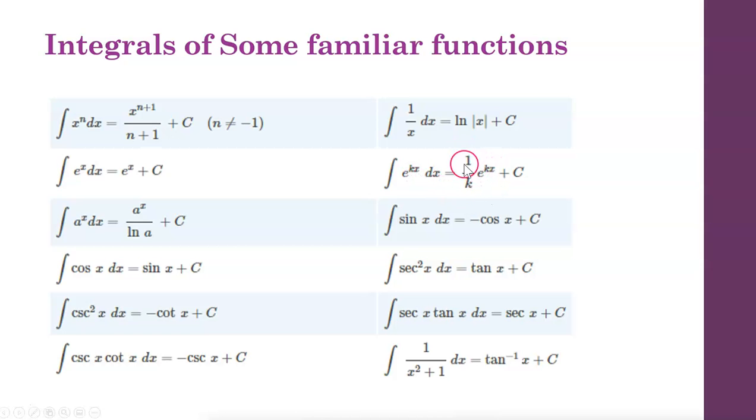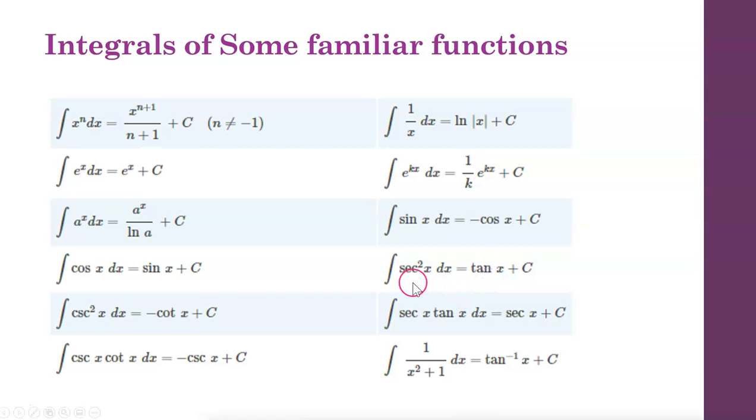And again, the formulas that we have here, e to the kx becoming e to the kx times 1 over k, because when we take the derivative, the chain rule would be applied, and we would have multiplied by k, so I need to divide by k in this case. The derivative of cosine is negative sine. Therefore, the integral of sine is negative cosine. Again, all of these have a constant added.